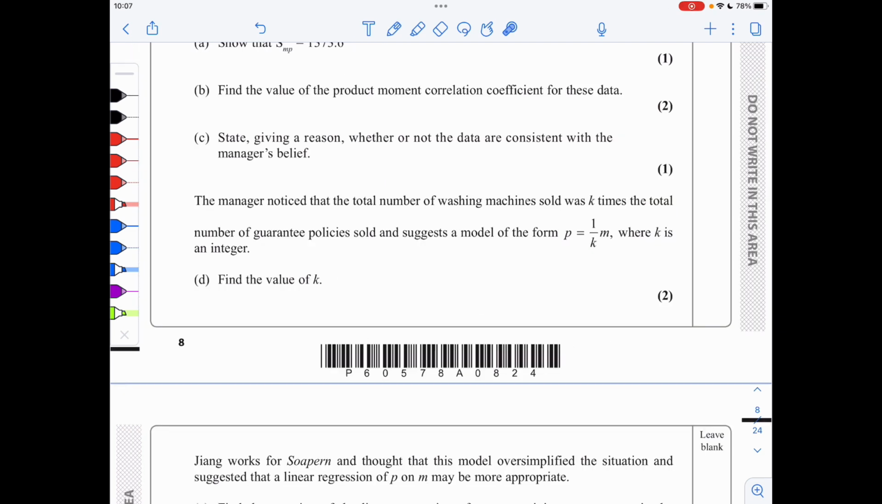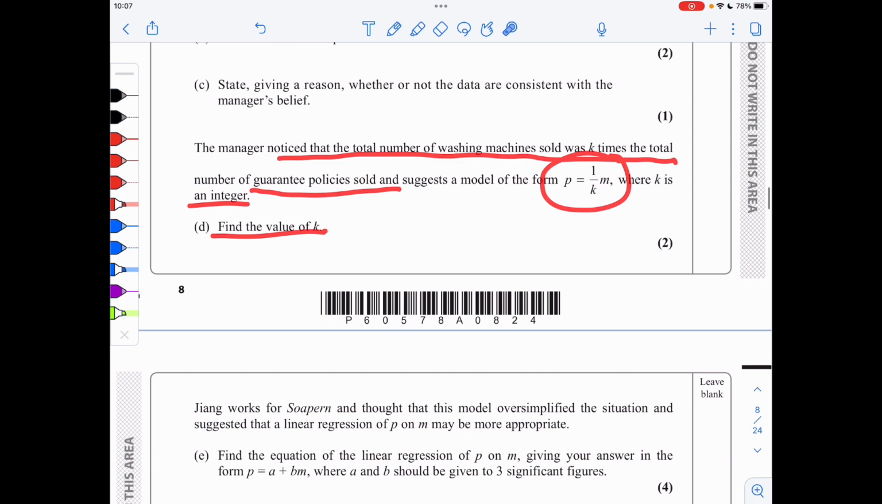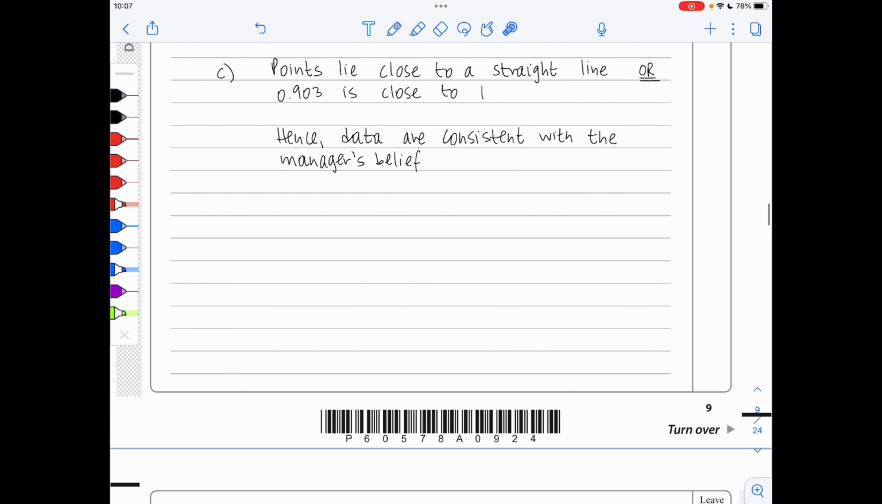In part D, we are being told that the manager noticed that the total number of washing machines sold was K times the total number of guarantee policies sold, and they are suggesting a model of the form P is 1 over K M, where K is an integer. We need to find the value of K. So to do that, I start by writing down the model proposed. P is 1 over K times M.